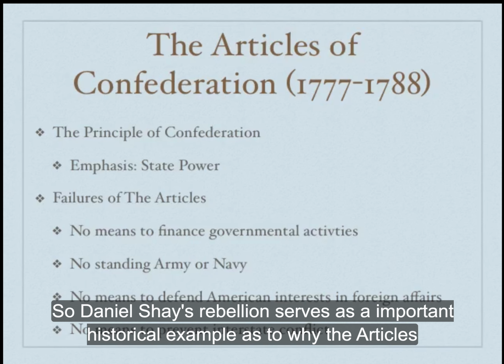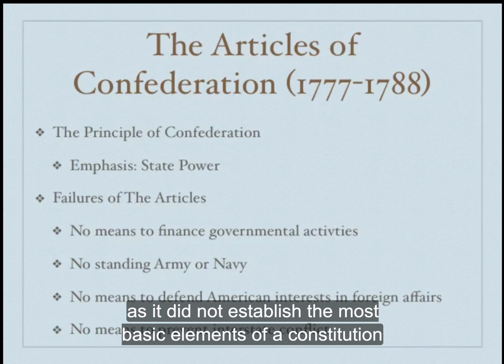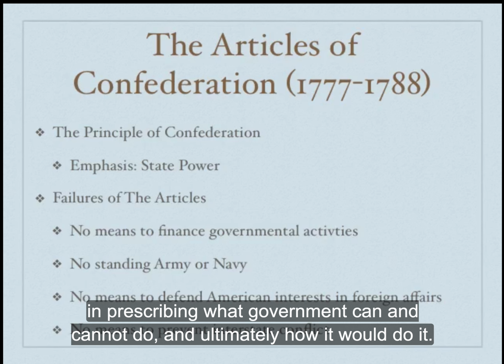So Daniel Shays's rebellion serves as an important historical example as to why the Articles of Confederation was a failure and why it was not a good constitution, insofar as it did not establish the most basic elements of a constitution in prescribing what government can and cannot do and ultimately how it would do it.